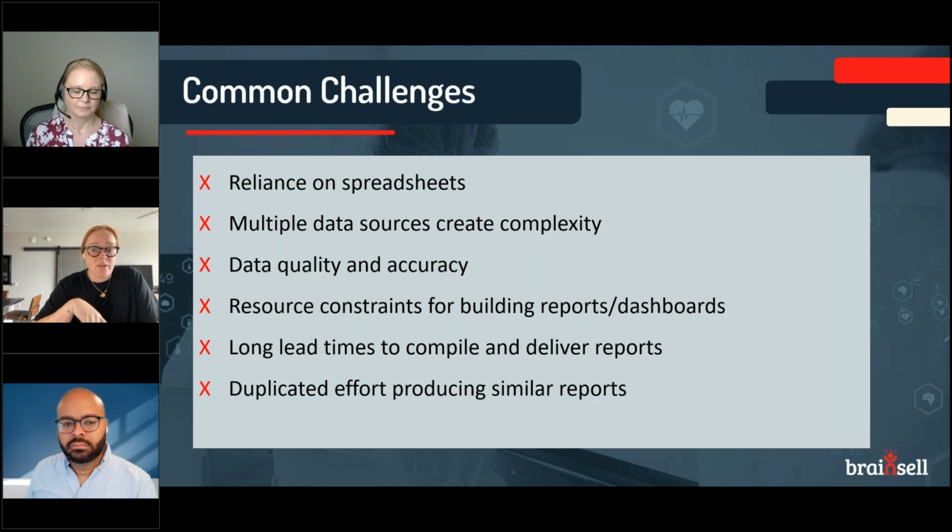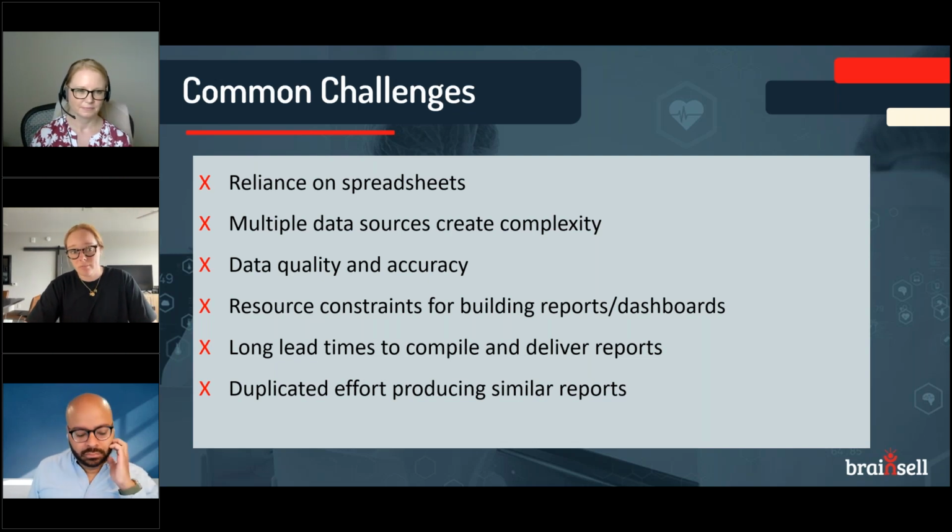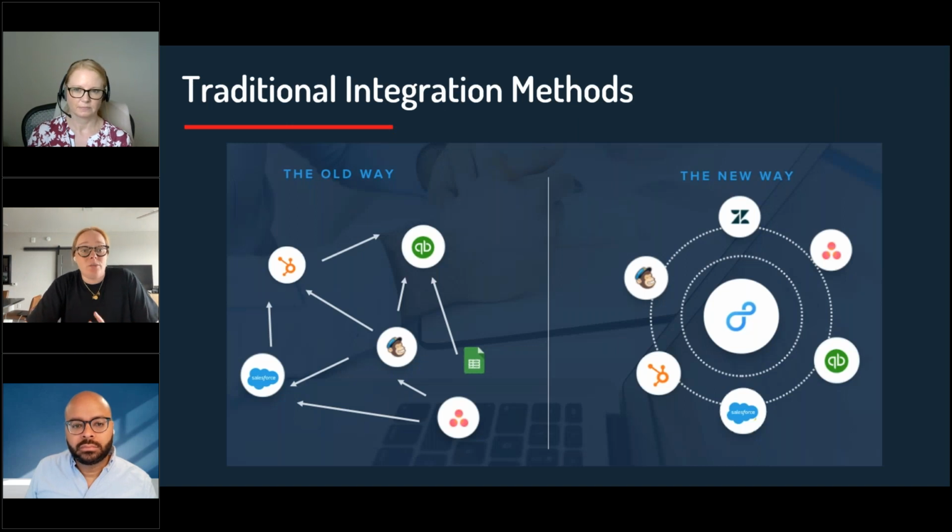So with all of this data comes a lot of common problems, things like reliance on spreadsheets, multiple data sources with lots of complexity, data quality and accuracy challenges, resource constraints for time to build reports and dashboards. It also takes a long time to compile and deliver reports. And a lot of the time, there's duplicated effort to produce similar reports from different subject matters. And so now Ralph is going to explain a big reason why these problems occur.